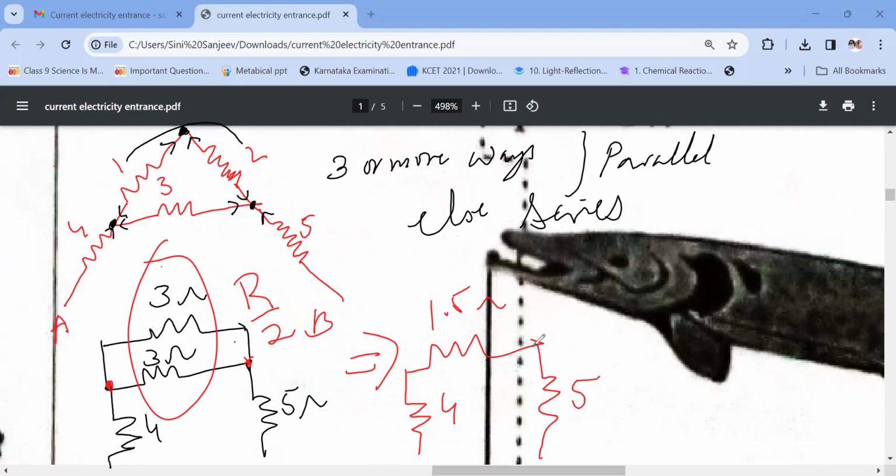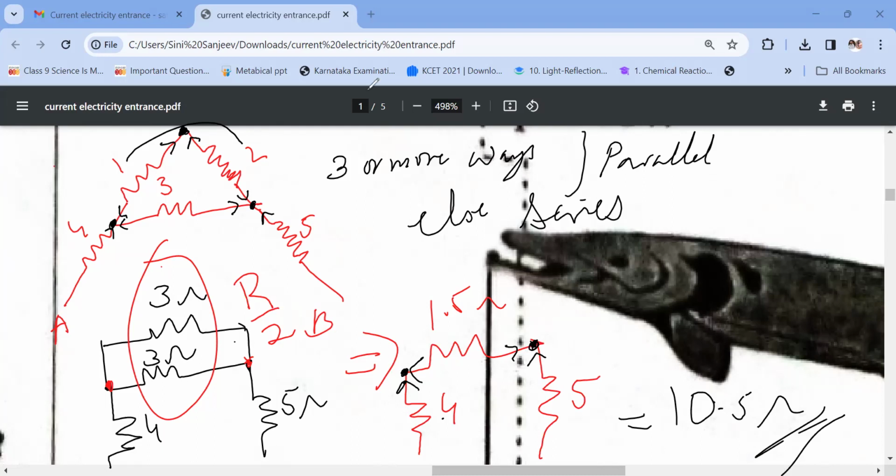Now if I take the junction here, correct? If I take the junction here, these three are in what? Series. Because here the current can enter in two ways. So 4 ohm is in series with 1.5. Here also current can enter in two ways. So 5 ohm and this. So 4 plus 1.5 plus 5, 10.5 ohms is the answer for this.